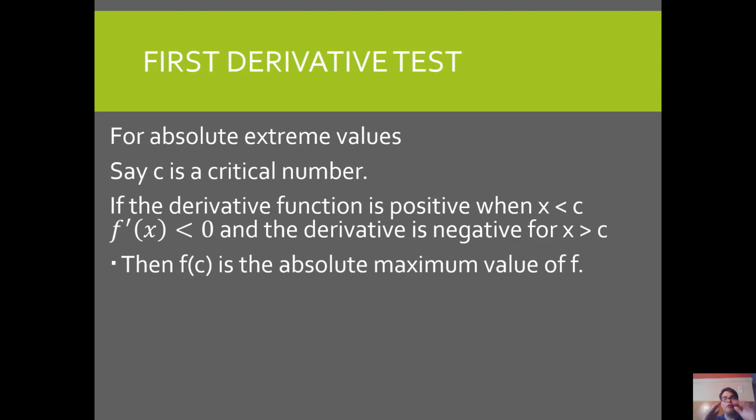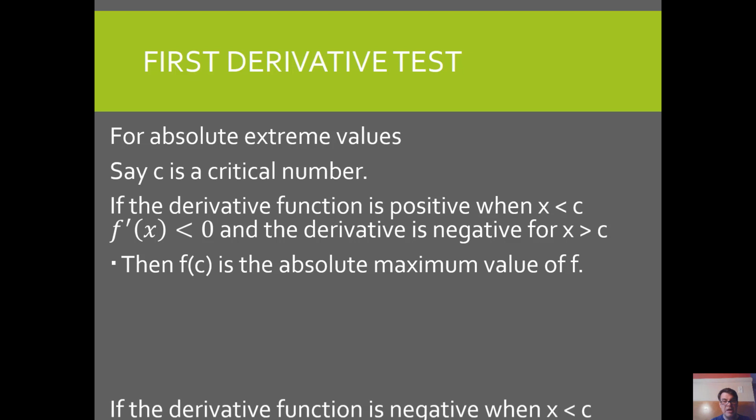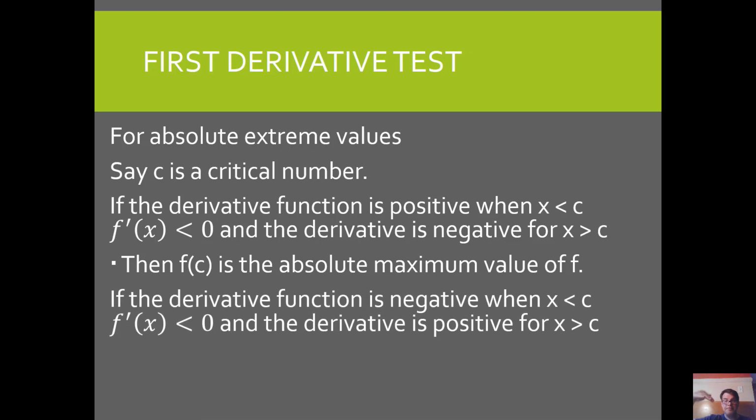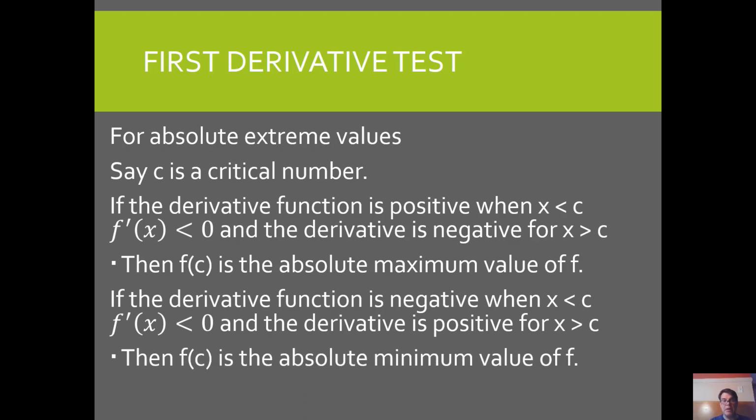It's going to be absolute if for every x less than c, it's positive, and for every x greater than c, it's negative. That makes sense if you think of the graph. By the same token, if the derivative function is negative for every x less than c, and then positive for every x greater than c, then it's an absolute minimum value. So this is the biggest theoretical takeaway. This is the thing to take from this section more than anything else.